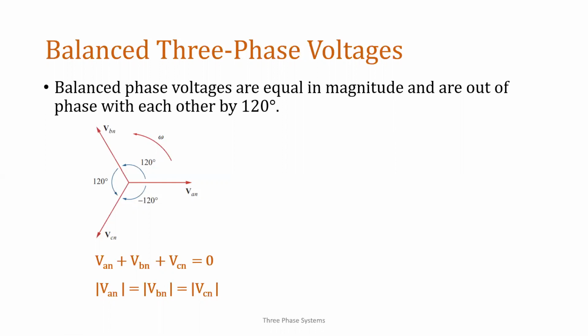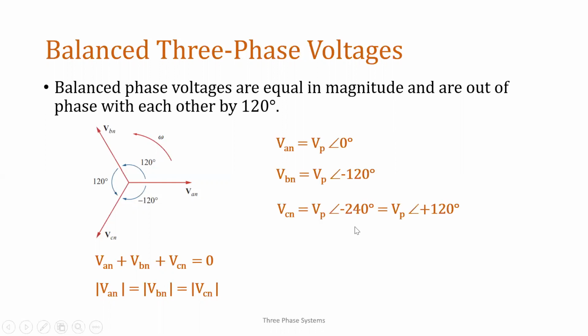So mathematically, we have V sub AN, V sub BN, and V sub CN equal to V sub P angle 0 degrees, V sub P angle negative 120 degrees, and V sub P angle positive 120 degrees. So all of them are separated by 120 degrees, and they have equal magnitude. V sub P is the RMS value of the phase voltage.